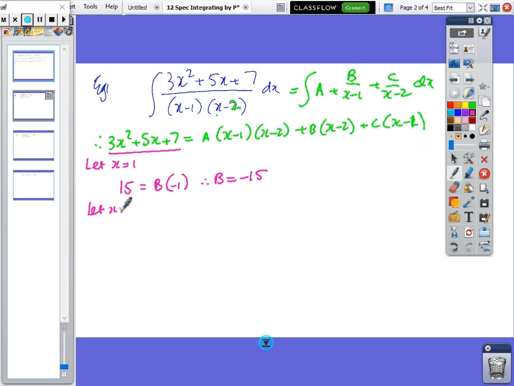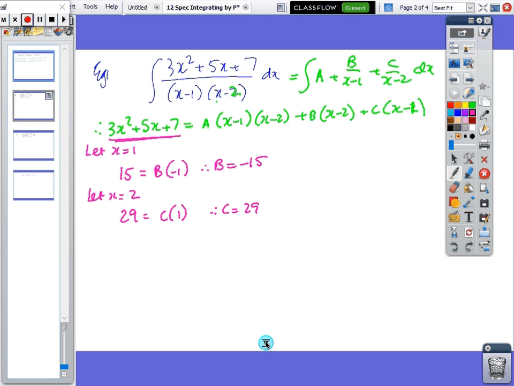Let x equal 2 will kill a and b and leave c. Putting that into there, I get 29. A and b are dead, so we've got c left with 2 minus 1 is 1. So c equals 29.